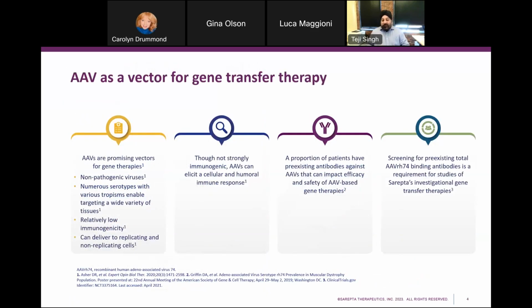We've used AAVs for over 30 years. The reason AAVs are used is that they're generally non-pathogenic viruses and don't really cause human disease. There are multiple types, or serotypes, that allow you to target, because of their tropism, specific types of tissues, cells, or organs. So you can tailor the vector you pick to the disease state you want to treat. They have relatively low pre-existing immunogenicity. I'm going to use a little air quote there, because we're going to talk about the differences in immunogenicity by capsid, but overall, compared to other delivery systems, they're not very immunogenic. And they can be used to deliver to replicating and non-replicating cells.